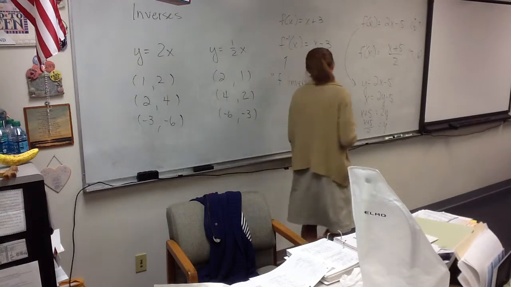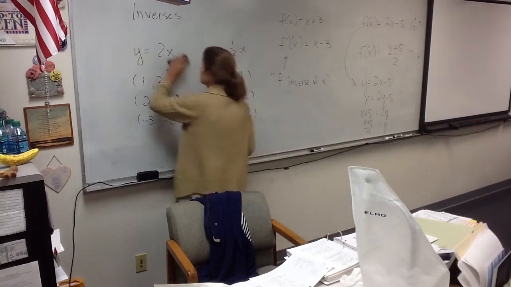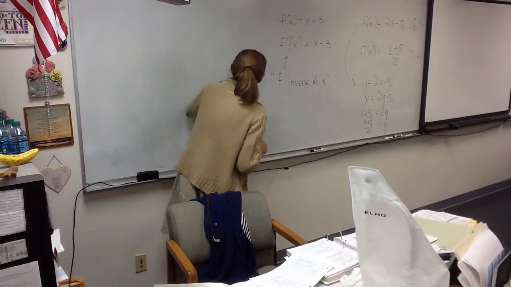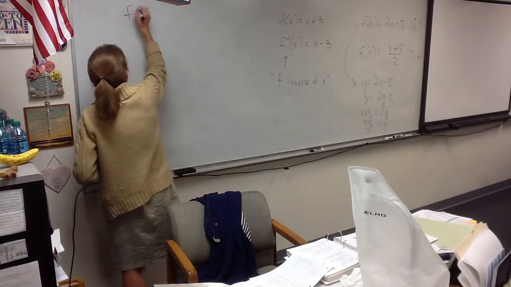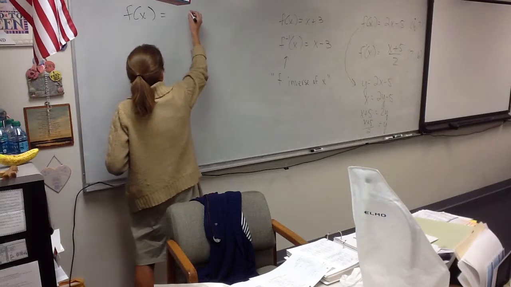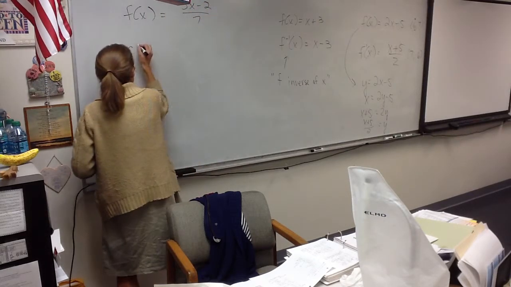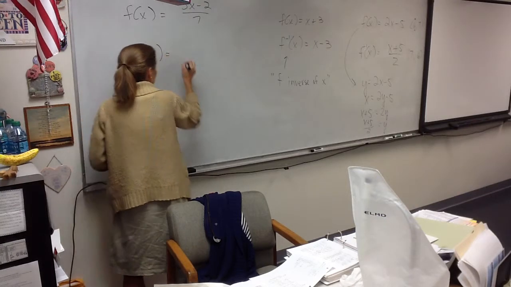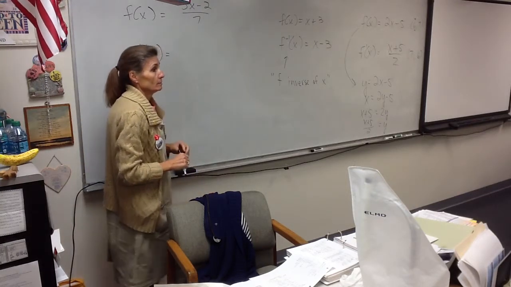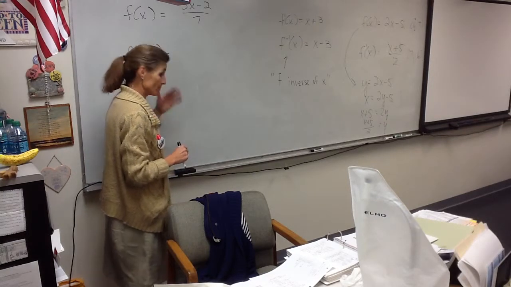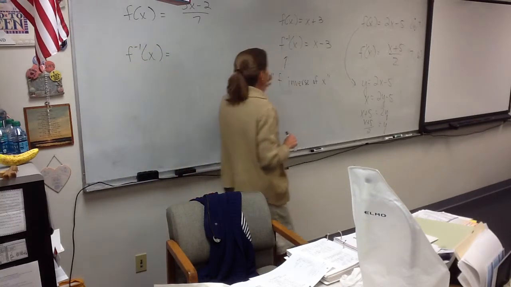All right, let's try another one. Let's suppose we have, and we'll do it both ways. We'll do it intuitively and algebraically. 3x minus 2 over 7. Okay, so let's just think about this intuitively for a minute. We want the inverse, okay? So what does this function do?